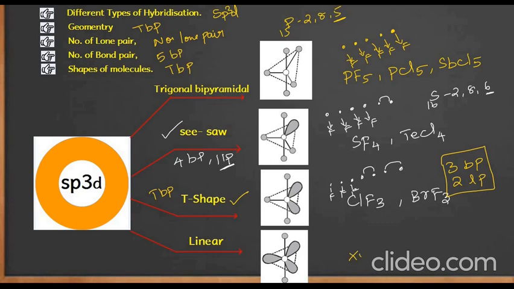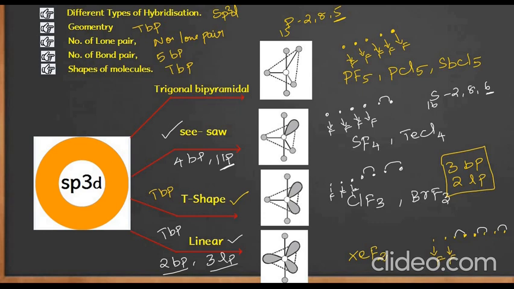So the last one here is xenon difluoride. We know the electronic configuration of xenon, so the outermost electrons will be 8 for noble gases. So keep 8 dots and fill 2 fluorine. Here you can see 1 lone pair, 2 lone pair, 3 lone pair. So 2 bond pairs and 3 lone pairs. The geometry is trigonal bipyramidal, and due to the presence of 3 lone pairs, we have to say it is a linear shape.